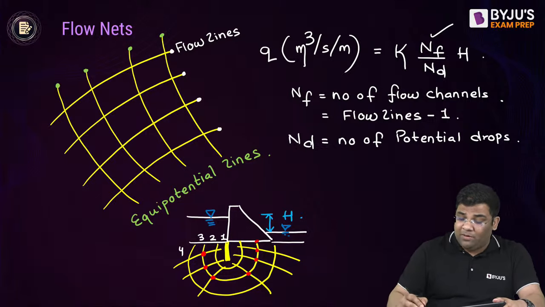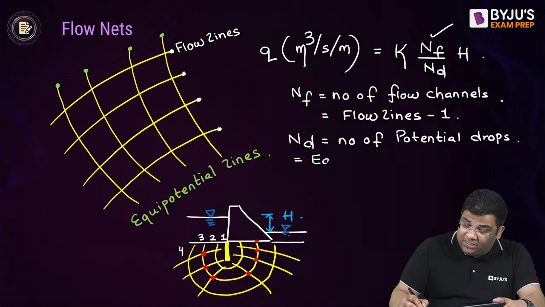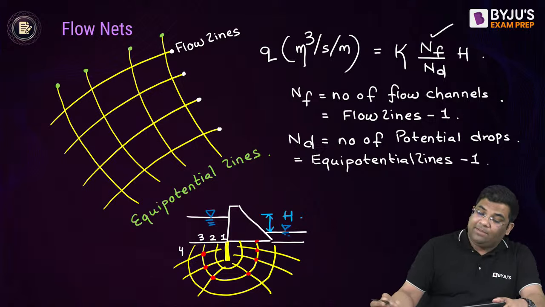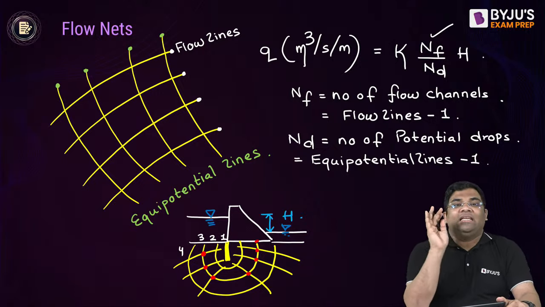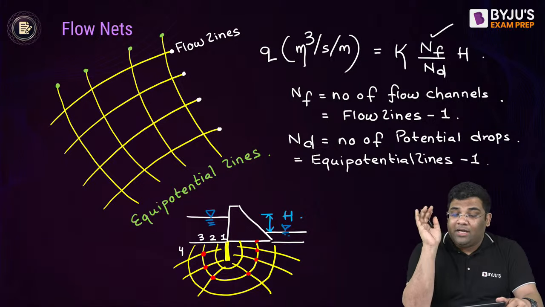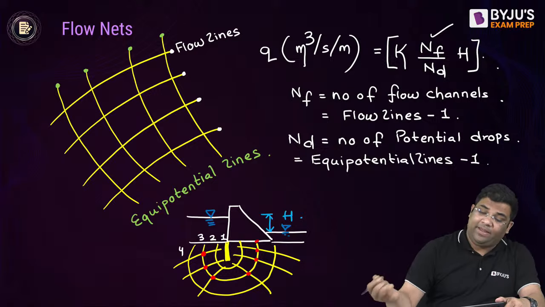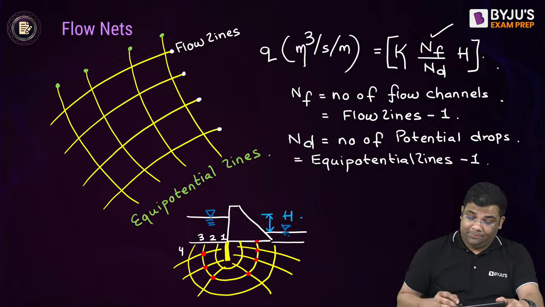If the diagram is not given, then Nd is equal to the number of equipotential lines minus 1. Understood? If they give the number of flow lines and equipotential lines, then subtract 1 and you will get your number of flow channels and potential drops. Easy. Or they give the diagram and you can count. And you can find out the seepage amount.